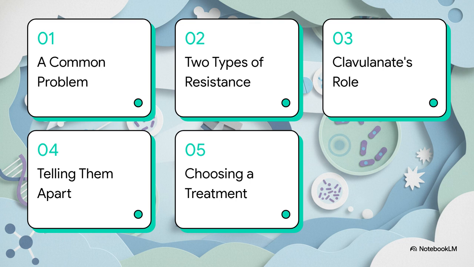So here's how we're going to crack this case. We're going to break this whole problem down step by step. First, we'll look at why this is such a common headache. Then, we'll uncover the two totally different types of resistance hiding behind that one R. We'll zero in on the role of clavulanate, figure out how to tell the two types apart, and finally, lock in how to choose the right treatment every time.